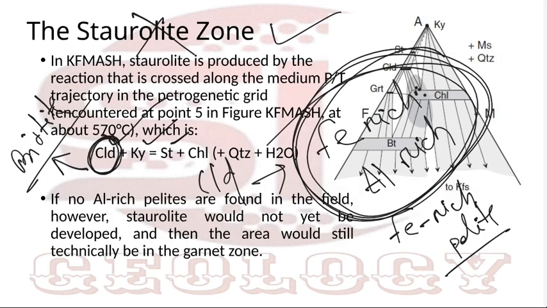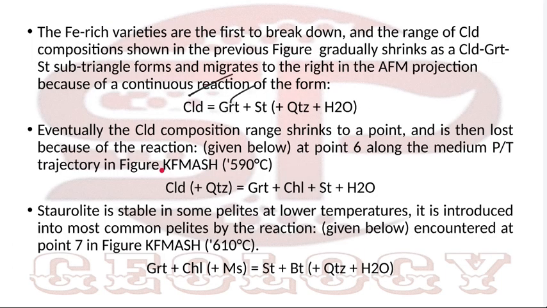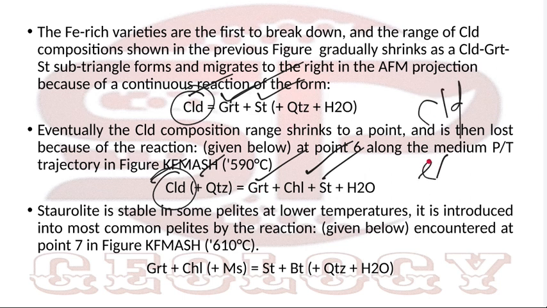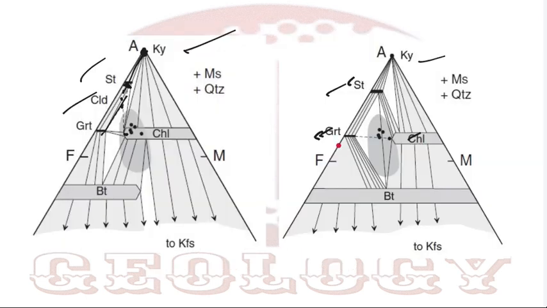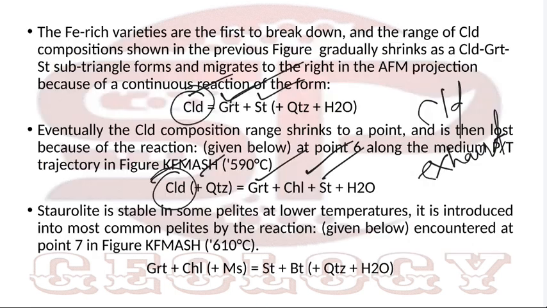Okay, here in the staurolite zone, what happens? The chloritoid reacts with kyanite and gives staurolite. Okay, staurolite plus chlorite. After that, this chloritoid continuously breaks down to garnet, chlorite, staurolite, with increasing temperature, and the chloritoid is exhausted. One of the phases is exhausted. That's why in the second diagram we are not getting any chloritoid. The chloritoid zone is completely replaced by staurolite because all of the chloritoid is converted to staurolite.